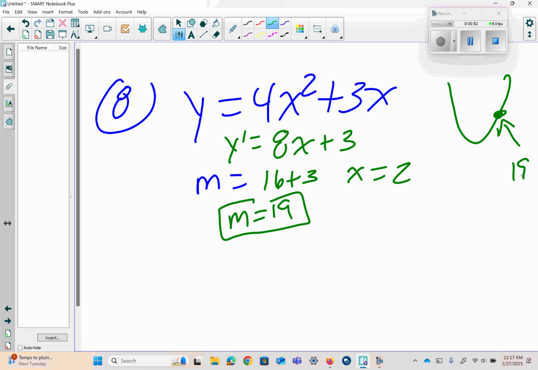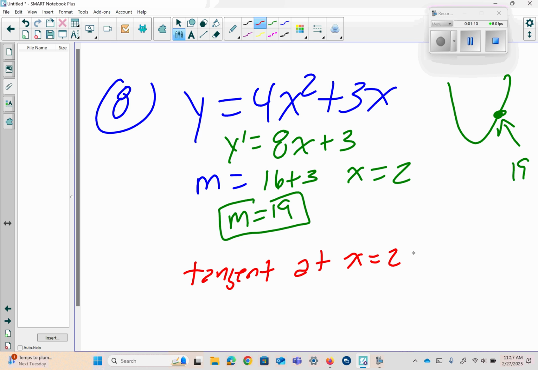And I realized I just hand drew a slope. So you're like, how do you know that's 19? I just made it up. Okay? Then it says, find the equation of the line tangent at x equals 2.